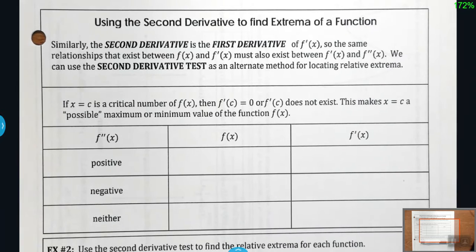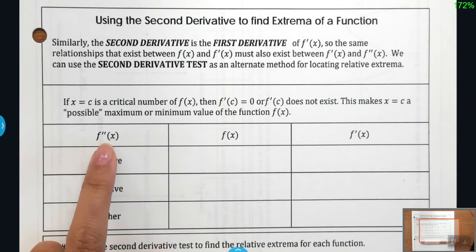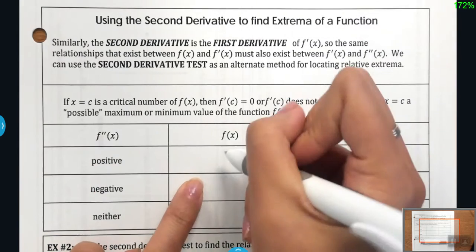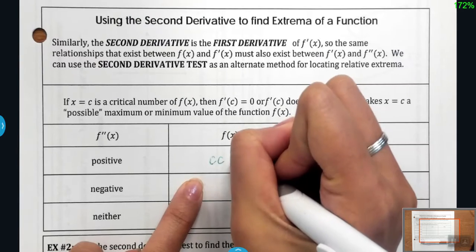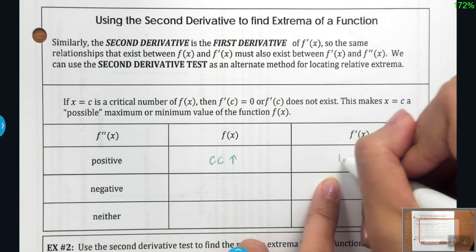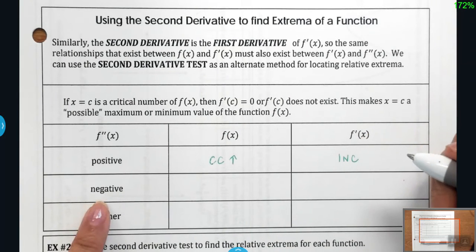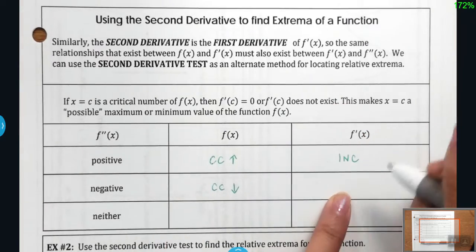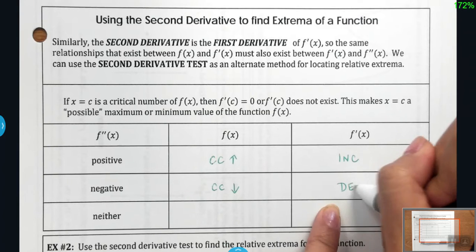Oh man. Okay, let's do the second derivative test. Okay, so before we do the second derivative test, let's go over what the second derivative tells you. If the second derivative is positive, what is the original function doing? Concave up, nice. And the first derivative is increasing, good. And if the second derivative is negative, the original is concave down, nice. And the first derivative is decreasing.